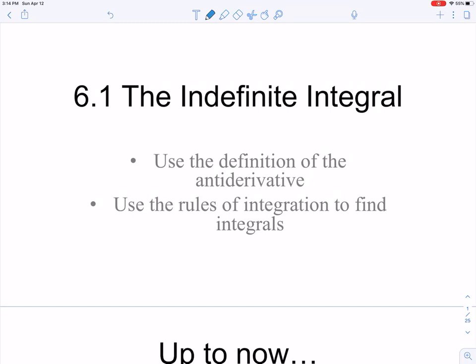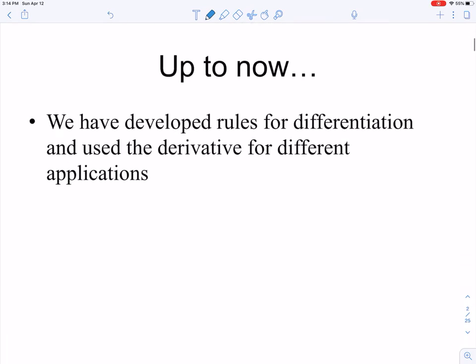So this lesson is section 6.1, the indefinite integral. We're going to be looking at the definition of what an antiderivative is, and then the beginning rules of integration. So basically the rules that would allow us to find integrals.